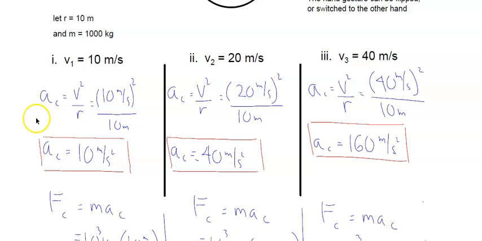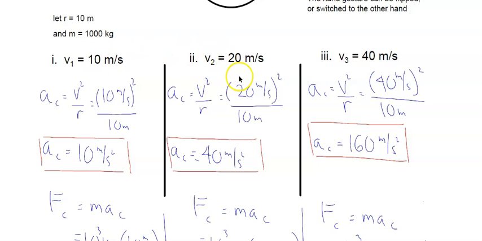We're still going to use the v squared over r formula, and we know that v is now 10 meters per second. This is the variable that will change, and the radius is 10 meters. So we have 10 squared over 10, which gives us a centripetal acceleration of 10 meters per second squared. However, instead of changing the radius, we're going to change the speed.